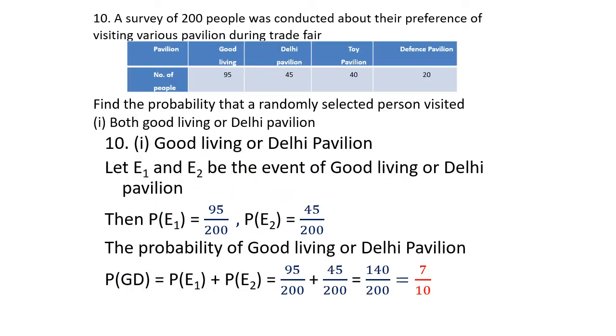The next question: a survey of 200 people was conducted about the preference of visiting various pavilions during a trade fair. We have Good Living, Delhi pavilion, Toy pavilion and Defense pavilion. Find the probability of Good Living or Delhi pavilion. Let E1 and E2 be the events. Good Living is 95 upon 200 and Delhi pavilion is 45 upon 200. When we say or, we add them up. So 95 by 200 plus 45 by 200 is 7 by 10.